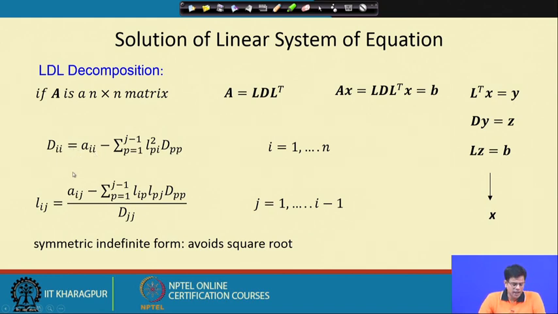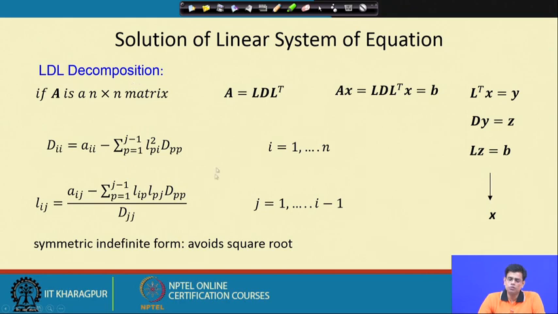As we have seen in Cholesky decomposition, for the diagonal elements of the triangular matrix we need to perform the square root. Here we can avoid that square root. So, this is a relaxation of the strict condition of positive definiteness of the coefficient matrix, which can be in symmetric indefinite form. So, we can see with an example what this means.